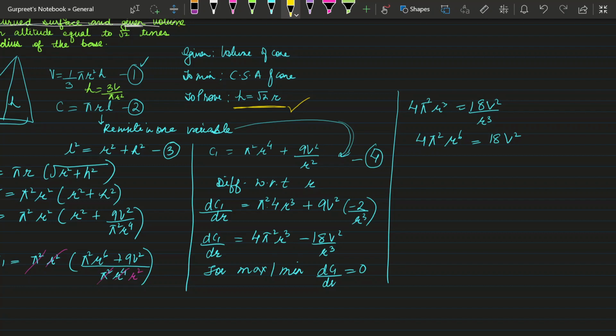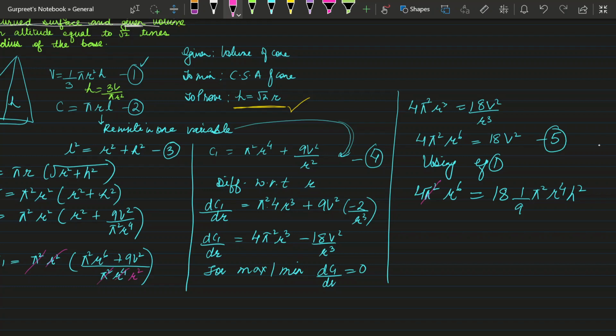So here comes the use of the given. So we can use what is given. So I'm using equation number 1. Let this be equation 5. I'm using the value of V, and I'm putting it in the right hand side. So 4 pi square R raised to the power 6 as it is, 18 as it is. The value of V square will be 1 upon 9 pi square R raised to the power 4 H square. Okay, let's cancel out. Pi square and pi square will be cancelled. You are left with R square.